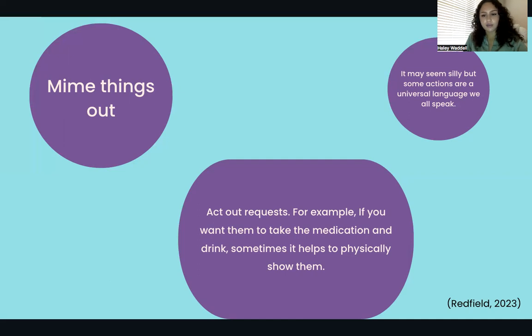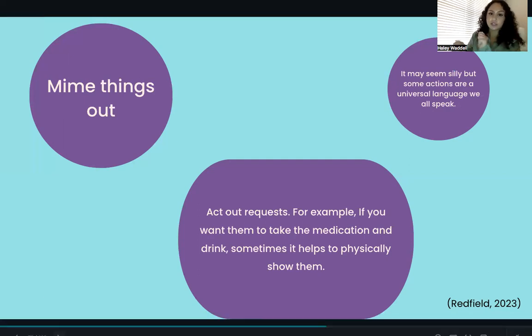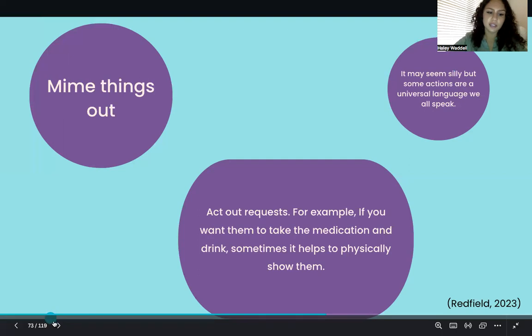So act out requests. For example, if you want them to take the medication and drink, sometimes it helps to physically show them, and they know what you're talking about. Nonverbal cues go a long way, especially when you can't always just sit there and type out Google Translate all the time. It's not very effective time wise.